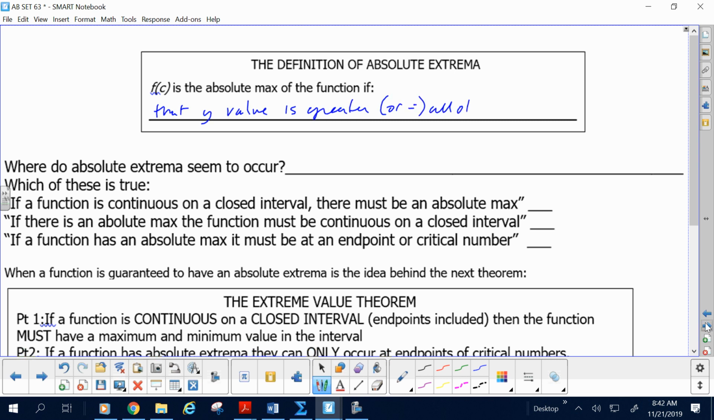all others. Now that's pretty wordy, and that's why we invented symbols. So the math way would be to say it this way. f at c is the absolute max of the function if f at c is greater than or equal to all points on the curve.